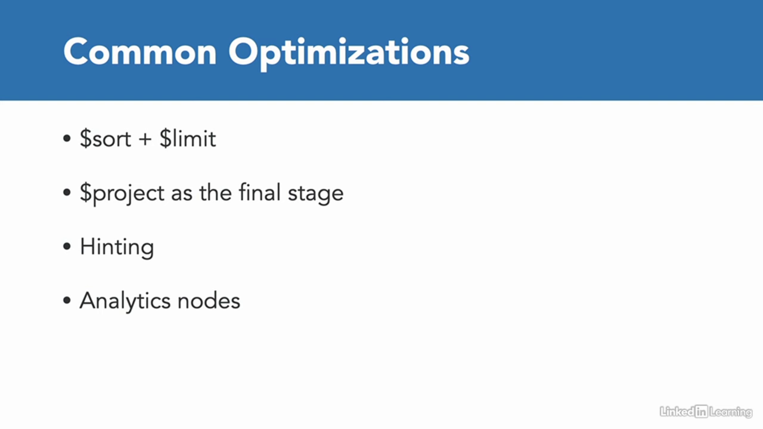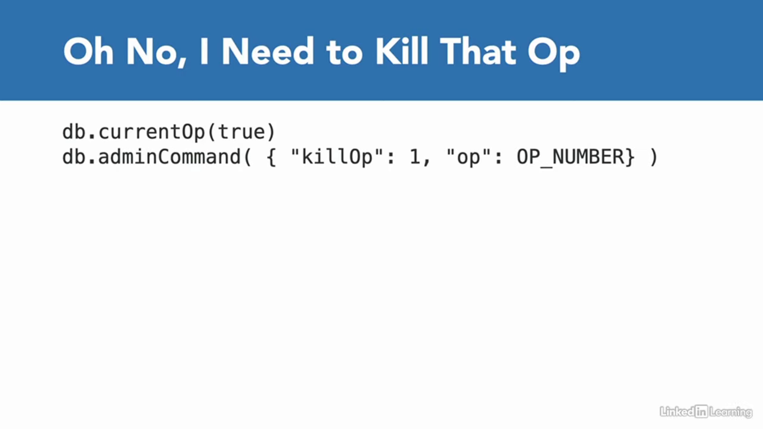Okay, one last thing. If you run aggregation pipelines and you notice directly that your deployment is slowing down, you may have to kill that operation. To do that, you use db.currentOp(true) to figure out which operations are currently running. That will also return an operation number for each operation. Then you can use the db.adminCommand to perform a kill operation for that running operation.